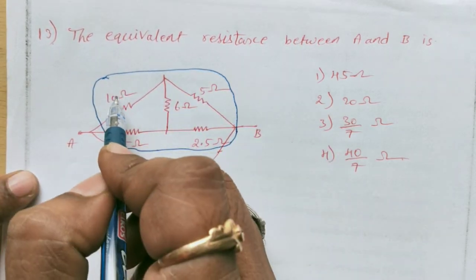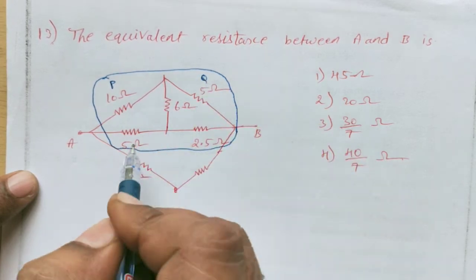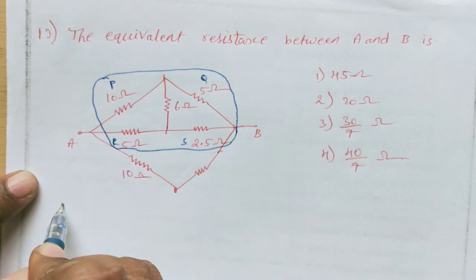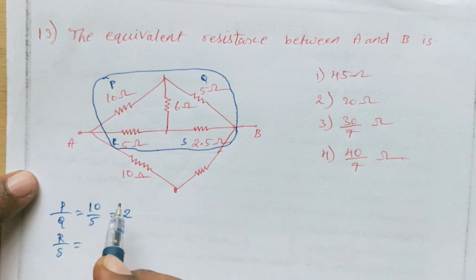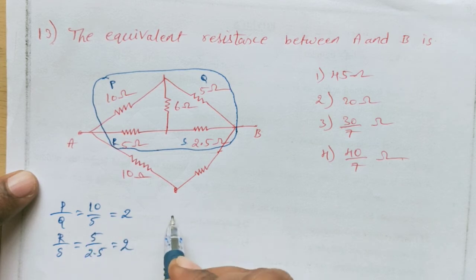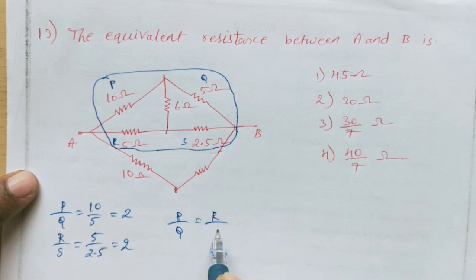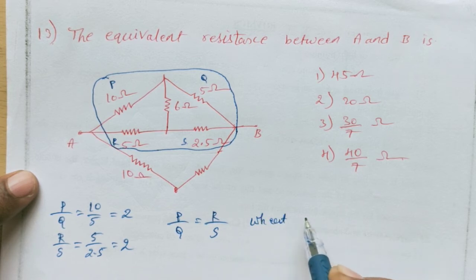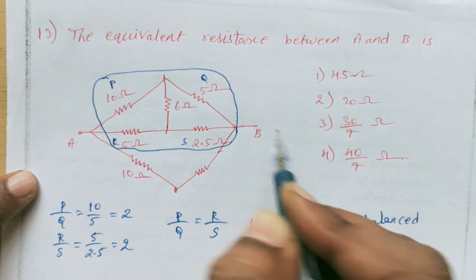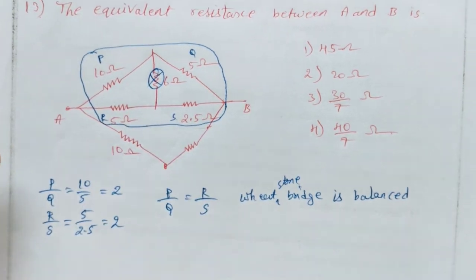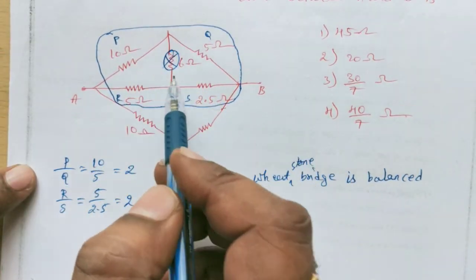So here observe carefully. This is P, this one is Q, this one is R, and this one is S. P by Q value is equal to how much, students? 10 by 5. So this one is 2 we are getting. R by S value is equal to how much we identified, students? 5 by 2.5. Then this one is nothing but 2 only. So here P by Q value is equal to R by S. So here the Wheatstone bridge is balanced. Balanced means this 6 ohm resistor is not in working condition. So now observe carefully, this thing we are observing.